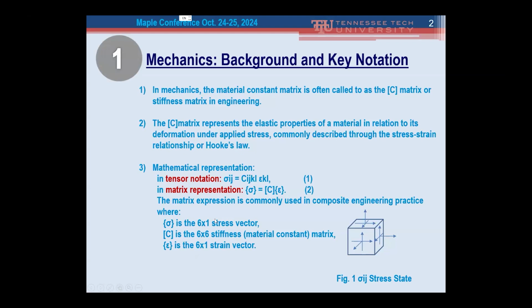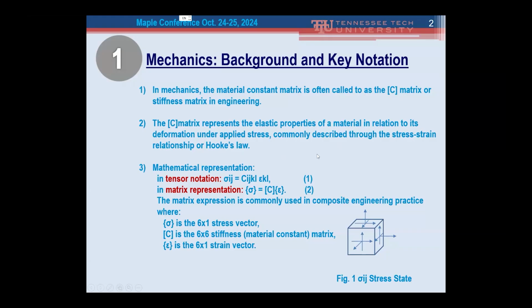So the mechanics background for this package is in mechanics. The material constant matrix is often called the C matrix or stiffness matrix in engineering. The C matrix represents the elastic properties of the material in relation to the deformation under applied stress, commonly described through the stress-strain relationship or Hooke's law.